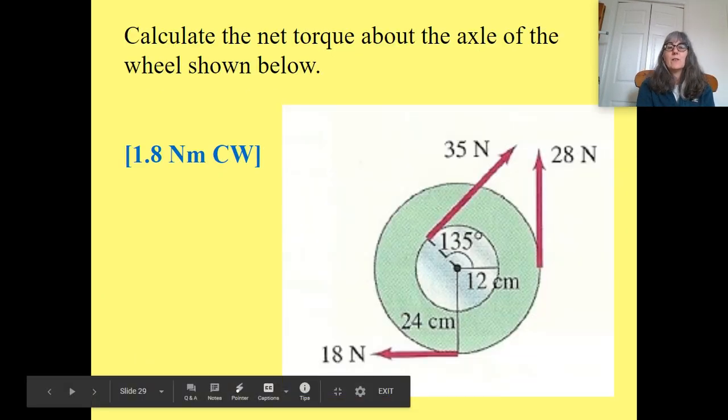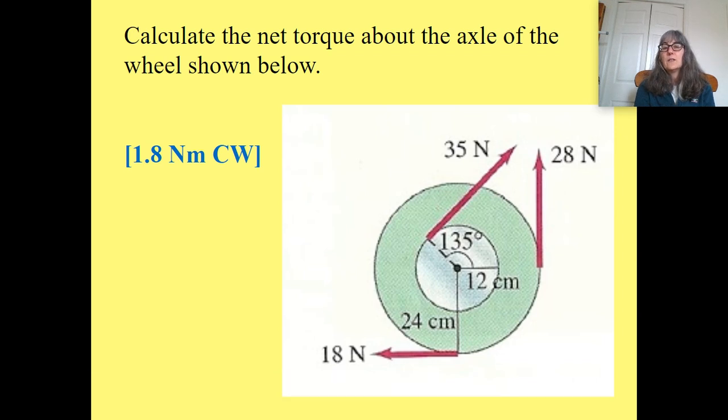So the next problem here, figuring out net torque. So this is why I said direction doesn't really matter. We've got two different forces. Notice how they're all 90 degrees to the circles. So that 135 degrees there is totally a red herring, because the radius of your circle is 90 degrees to the direction that the force is being applied. So it's 90. The 35 Newton force is going to tend to rotate this clockwise. The 18 Newton force is going to tend to rotate it clockwise. And the 28 Newton force is going to tend to rotate it counterclockwise.